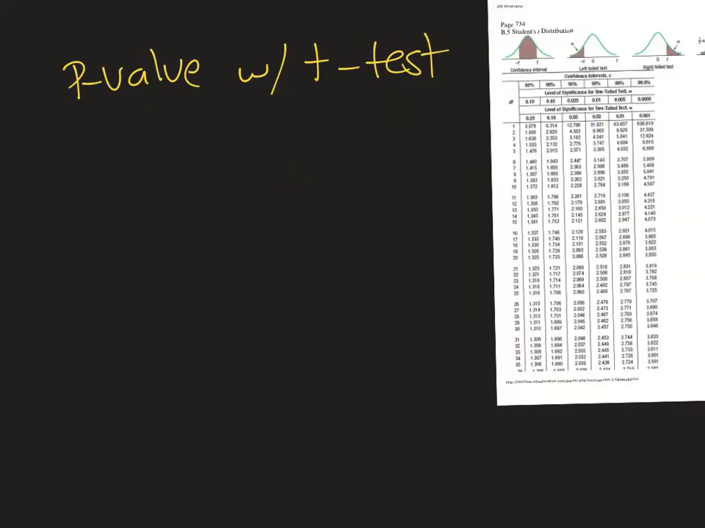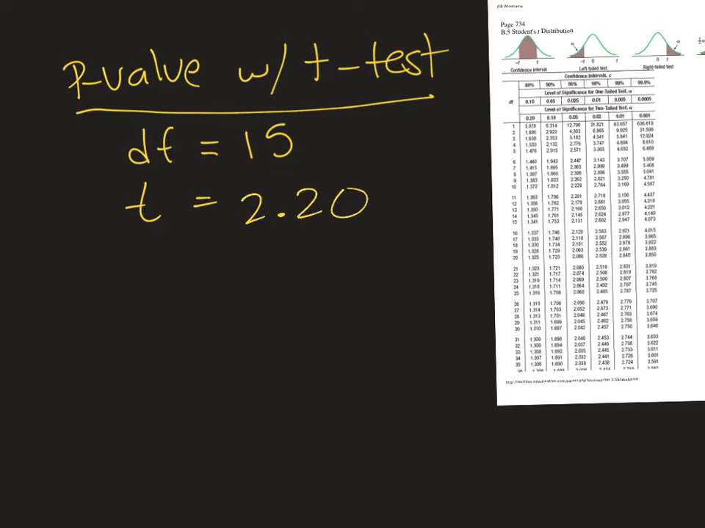What about a p-value with a t-test? Let's make a simple assumption. Let's say degrees of freedom is equal to 15. And let's say that the t-statistic that we calculate in step 5 of the testing process, which we won't conduct here, is 2.20. First, let's say we're starting with a one-tailed test.